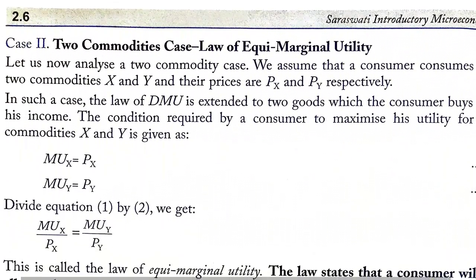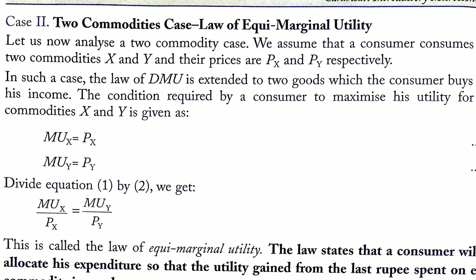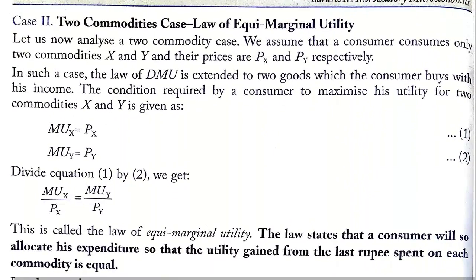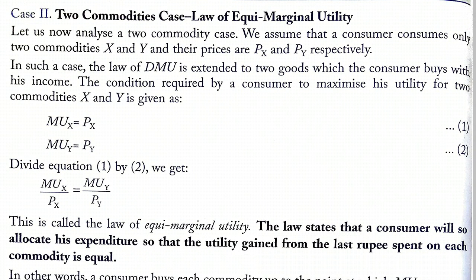Now come to case 2, that means the two commodity case of consumer's equilibrium. In case of two commodities, now this formula or equation has to be followed. Consumer attains equilibrium at a level when marginal utility of X by price of X is equal to marginal utility of Y, that means commodity Y, divided by price of Y. It means that you are having an equal level of equilibrium by consuming either X or Y.